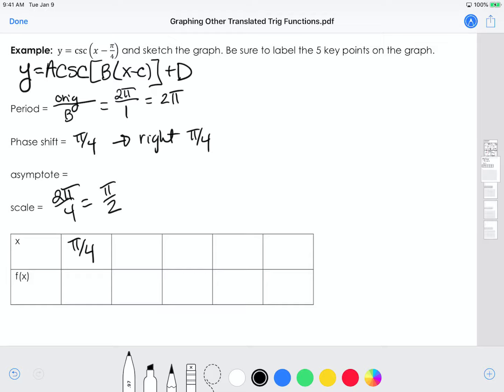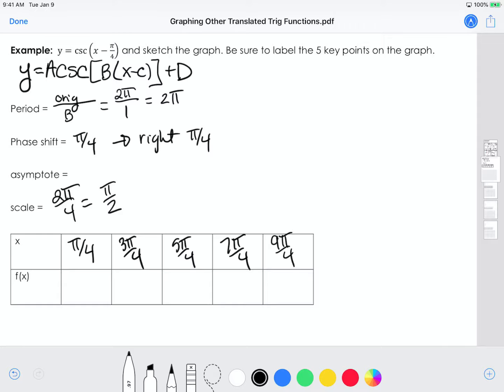So if I take pi over 4, and I add pi over 2, that's going to give me 3 pi over 4. Then if I add pi over 2 again, that's going to give me 5 pi over 4. And then if I add pi over 2 again, that's going to give me 7 pi over 4. And then it'll be 9 pi over 4.